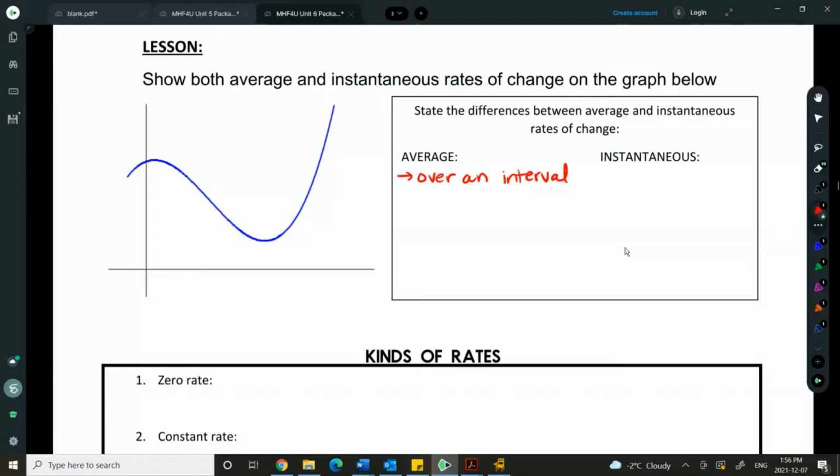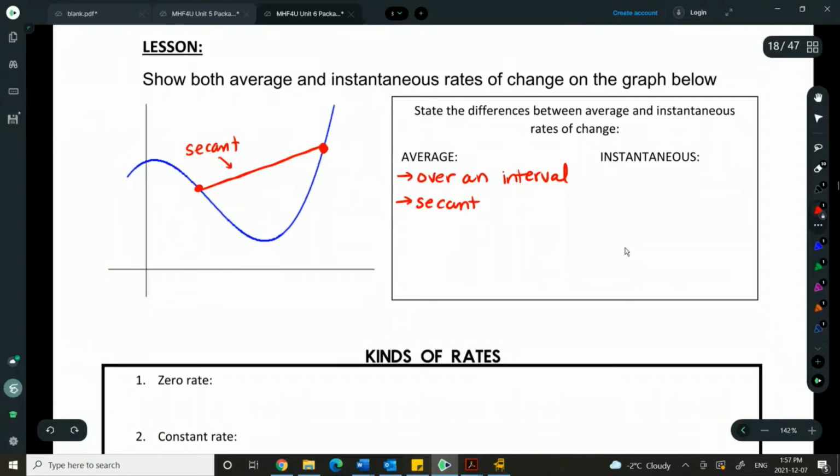Okay. So let's say we have a point here and a point here. If I want to find the average of how this function is changing here, I will connect those 2 points in a line, and the slope of that line will represent my average rate of change. This is what we call a secant line. Secant basically represents the idea that we're finding the slope of a line over two connected points on a function. So for average, we use what's called a secant line.